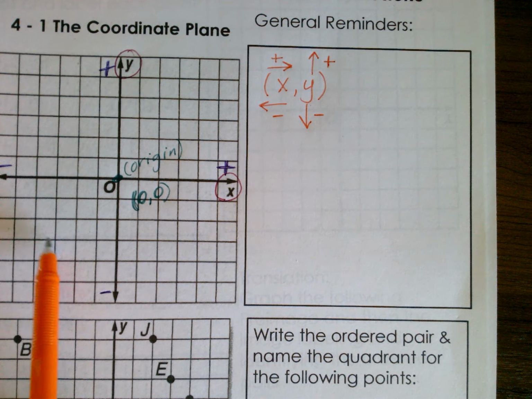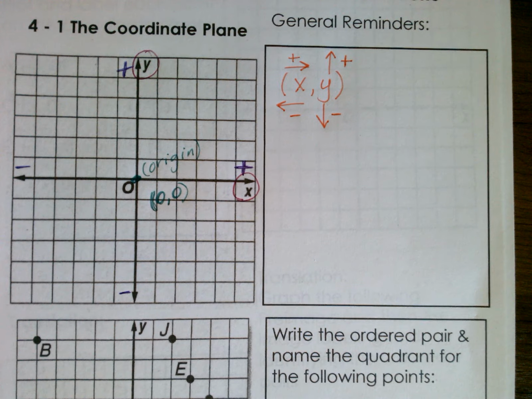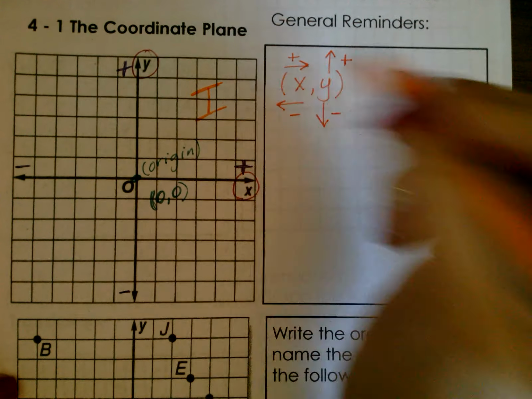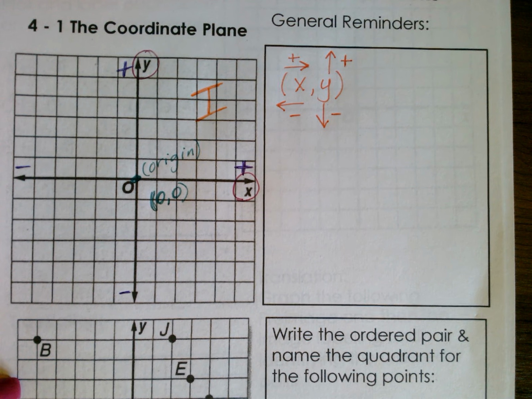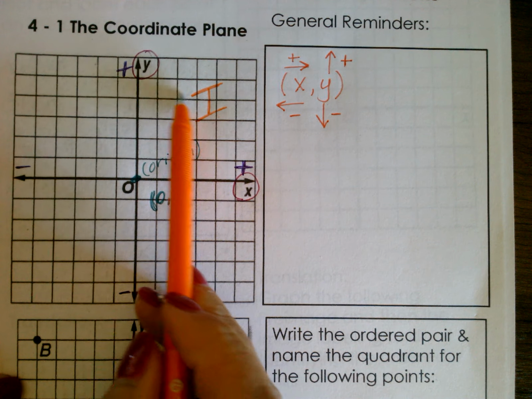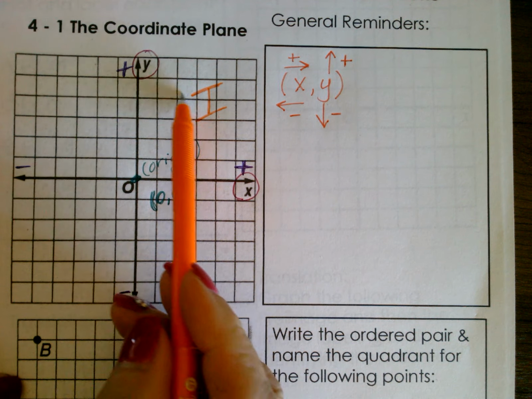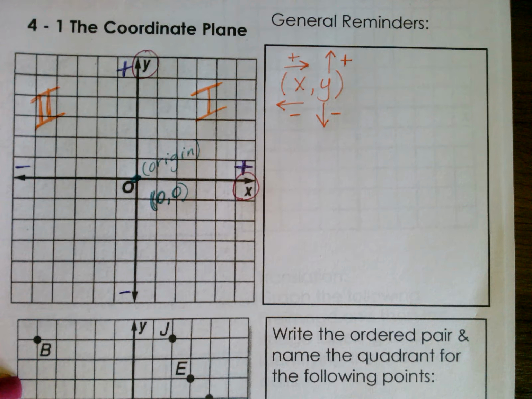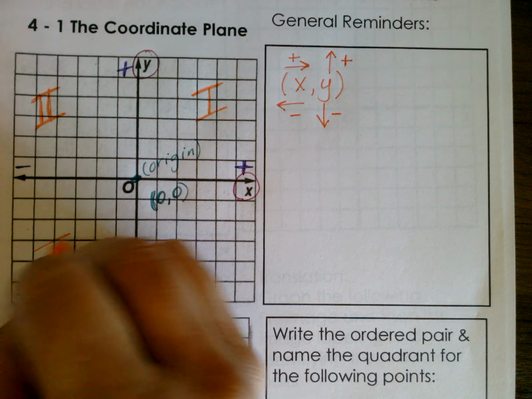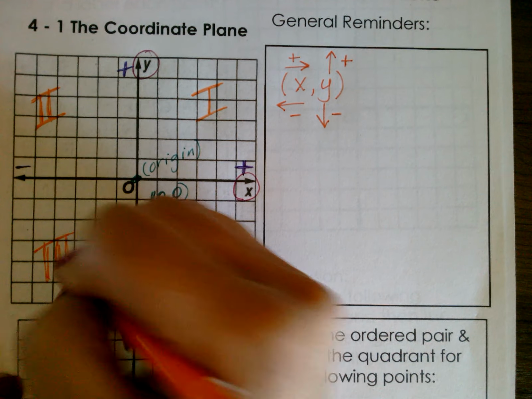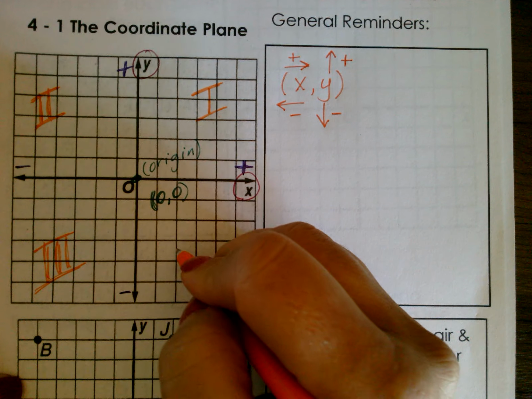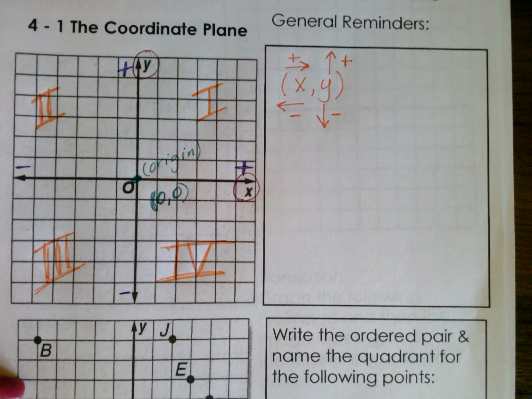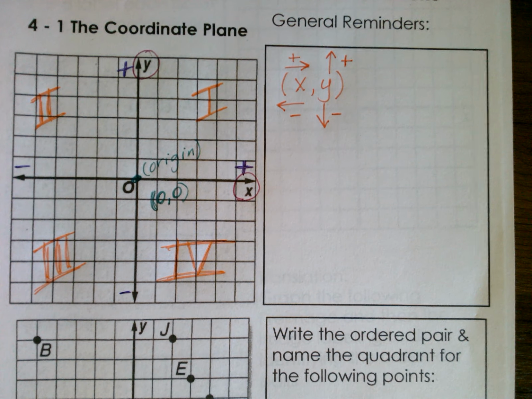The graph is divided into 4 sections. In the upper right-hand corner, this is quadrant 1. It is written with a Roman numeral, so it looks like a capital I. Going counterclockwise, so that means to the left, we would have quadrant 2. Continuing counterclockwise, we would have Roman numeral 3, the third quadrant. And then the fourth quadrant.